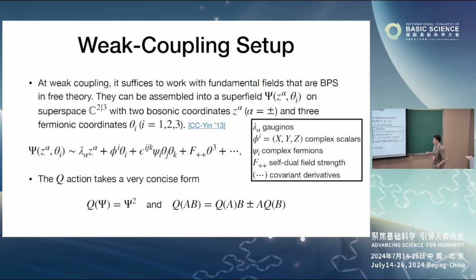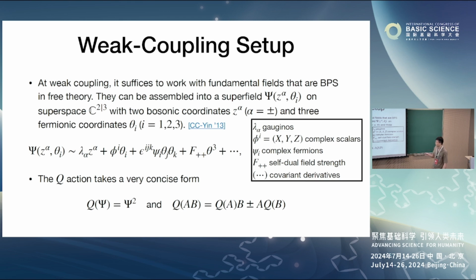Okay, and also at weak coupling, it suffices to work with fundamental fields that are BPS in free theory. And we can actually assemble these fundamental fields that are BPS in free theory into a superfield. I would denote it by this capital psi. It depends on two bosonic coordinates z alpha, where alpha can be plus and minus, and three fermionic coordinates theta I, where I can be 1, 2, 3.